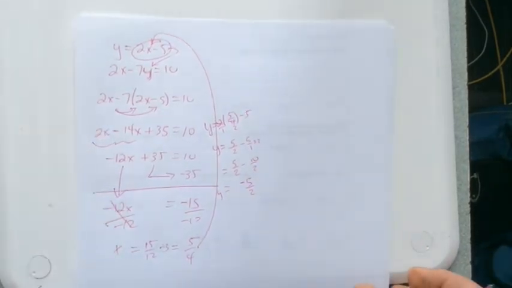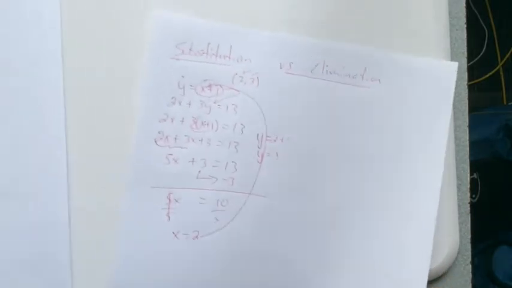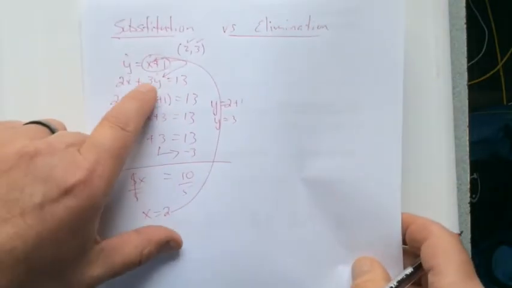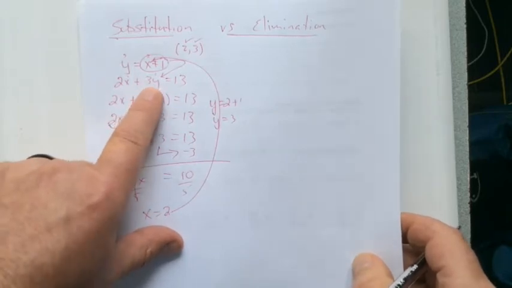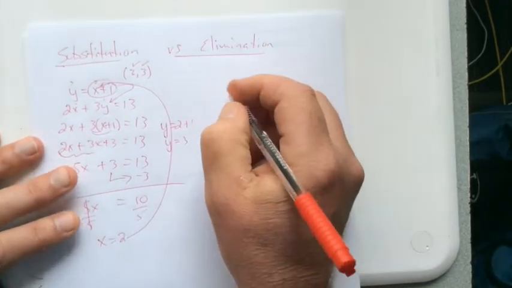Okay, here's what elimination does. Elimination would have worked much better for that one. So when we're doing substitution, see, the very first step still gets rid of one of the letters. So see, you're trying to get rid of one of the x's or the y's. Elimination does it like this.